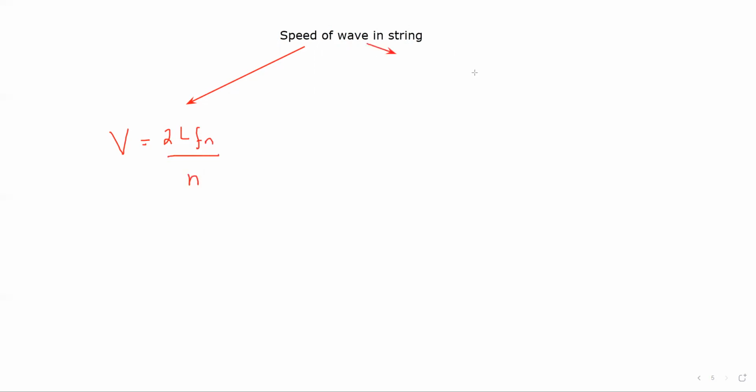And there is also another formula to find the speed of the wave in a string. V is equal to the square root of T divided by mu. What is T and what is mu? T is the tension, the force on the wire. And mu is the mass per unit length, or you can just understand it in terms of thickness. So how much mass there is in a unit length is denoted by mu.